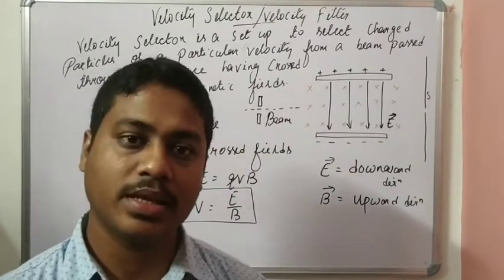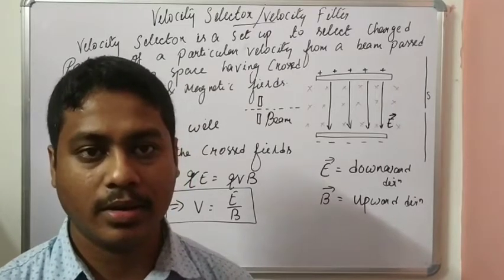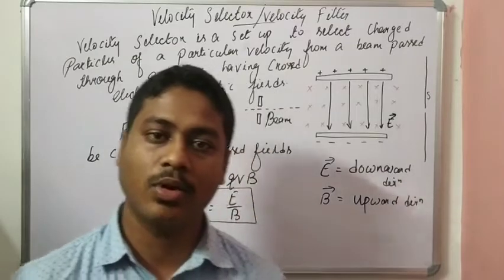This is the main working principle of the velocity selector or velocity filter. In the next class we'll be discussing more topics related to the magnetic field, some laws we'll be discussing. So this much for today. We'll be discussing more in the next class. Thank you.